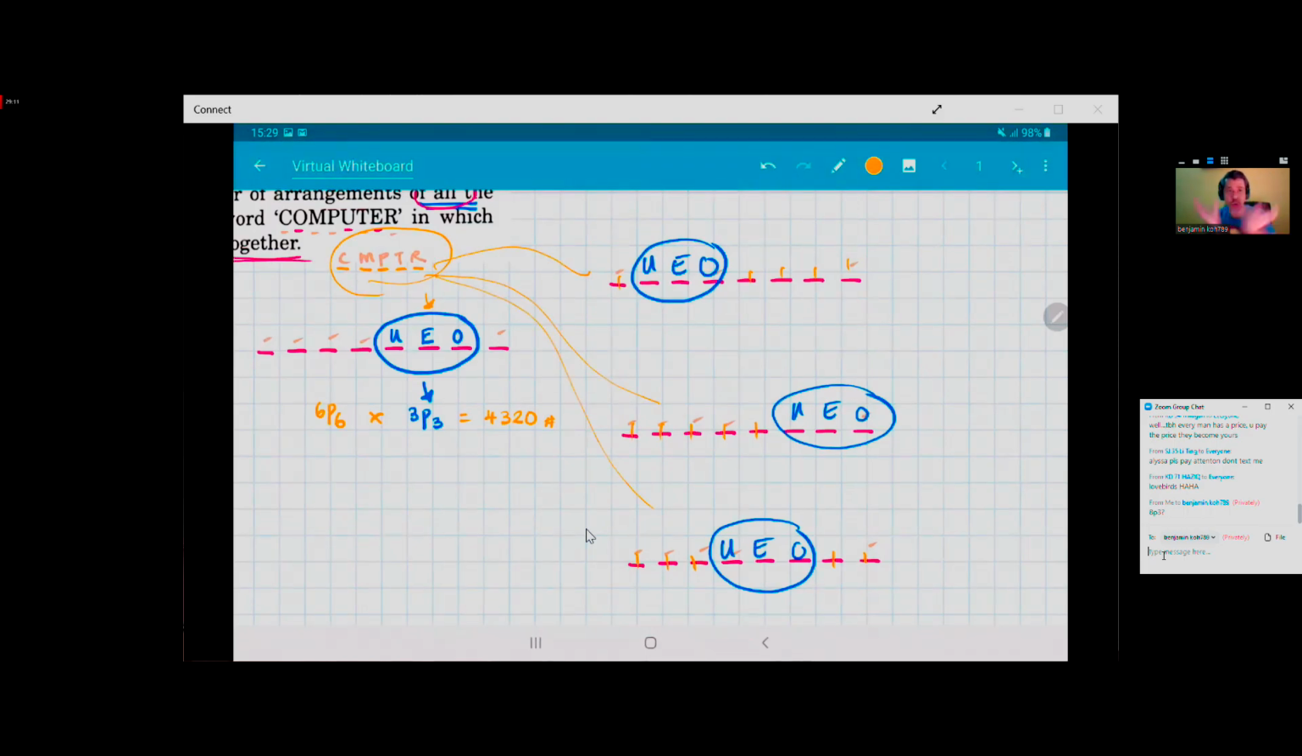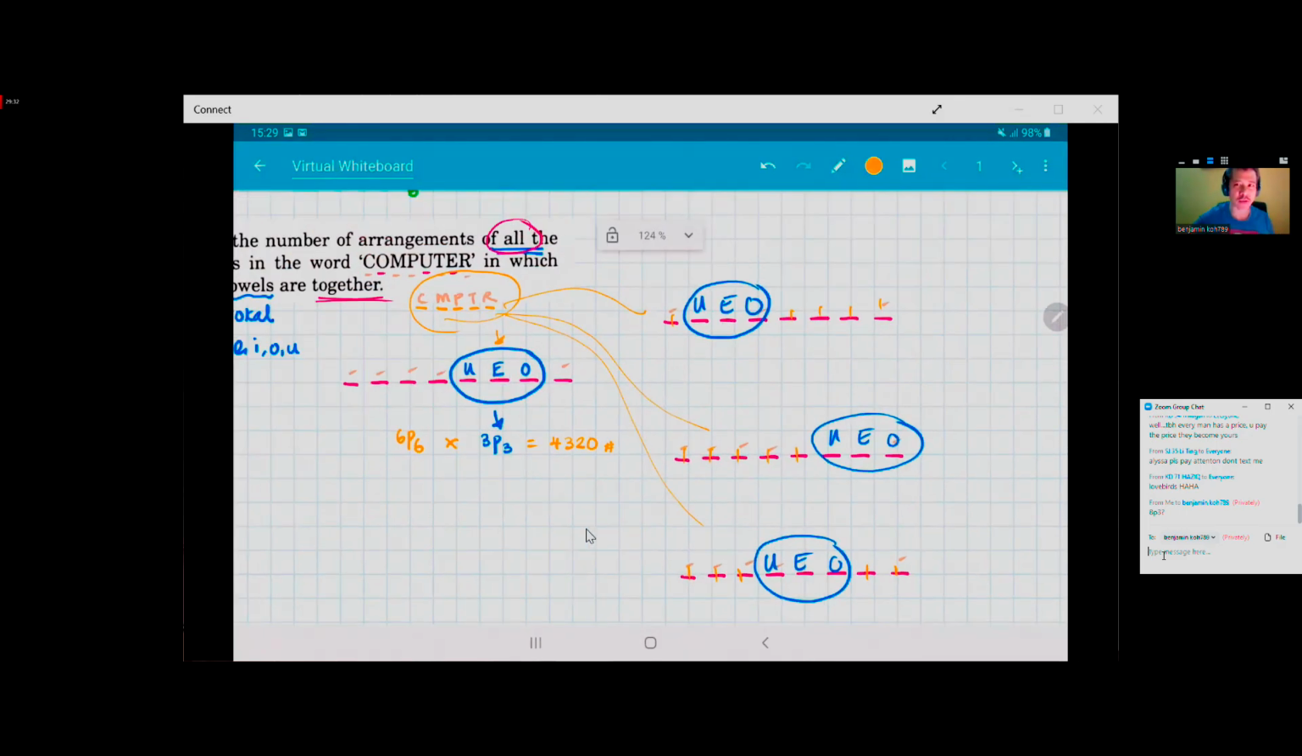So the blue circle is counted as 1 letter, so that we can arrange them wherever we want. Because not only are you going to susun CMPTR, but we also have to susun the 3 huruf, the U, E, and O. That's why we say 6P6. Can you understand that? Boleh faham tak?